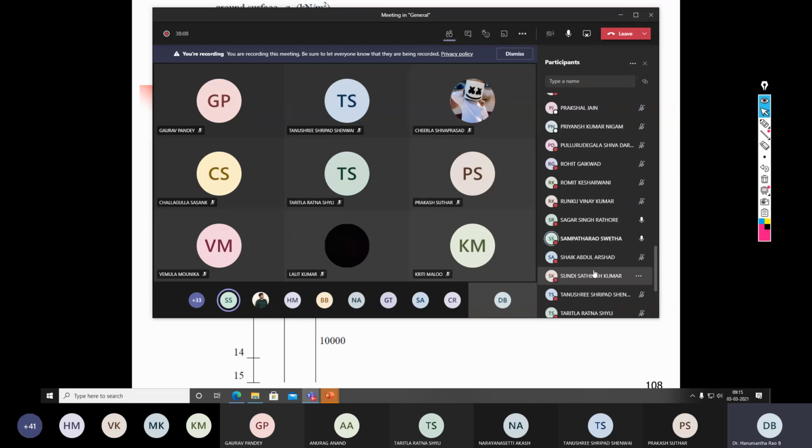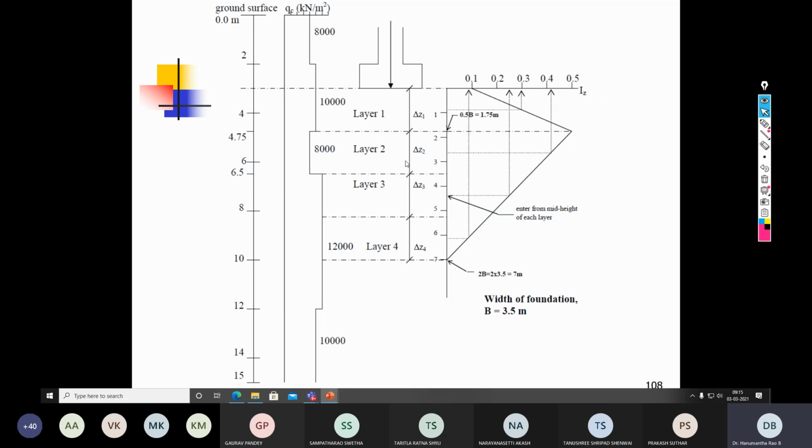Sir, actually, there are two curves, sir. We took the curve in which L by B is equal to 1, and then we divided it into some layers based on the value of qc. And in the last layer, as it has more depth, from 6.5 to 12, we divided it into two sublayers. Finally, sir, till there we discussed in the last class. Okay, very good. So this slide we were discussing in the last class, as you rightly said.